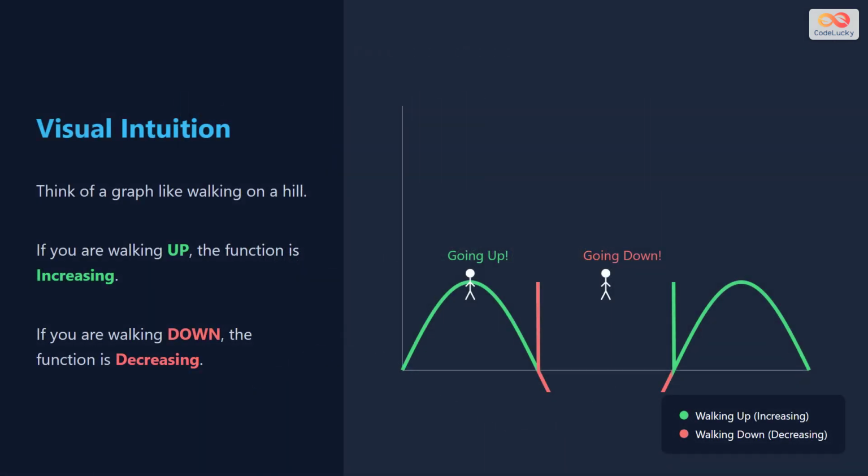Let's start with a simple visual. Imagine the graph of a function is a hill you are hiking on. If you are walking up the hill, your elevation is rising, so the function is increasing. If you are walking down, your elevation is dropping, meaning the function is decreasing. It is that simple.